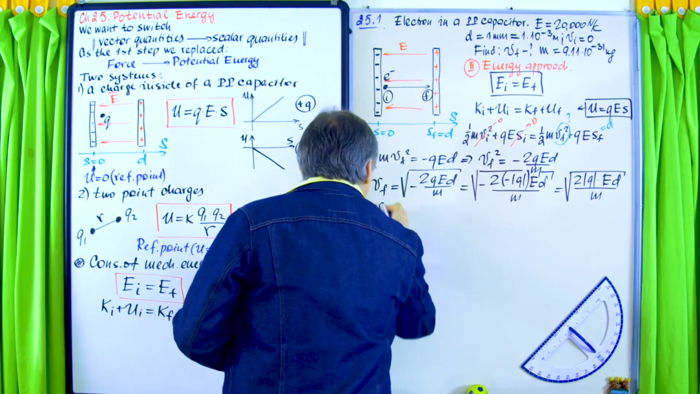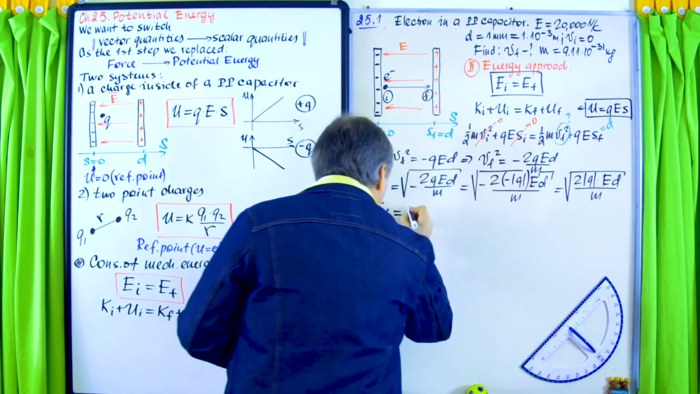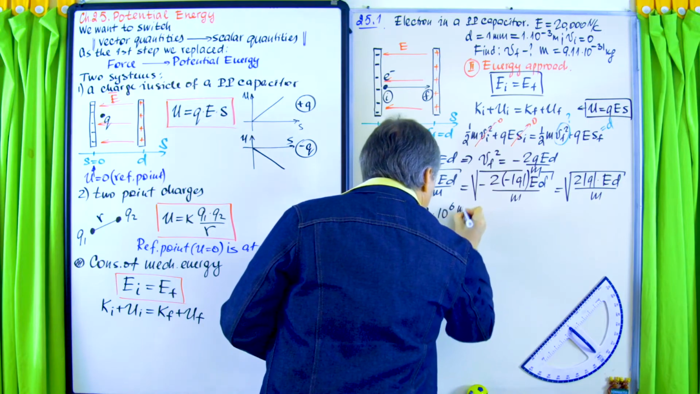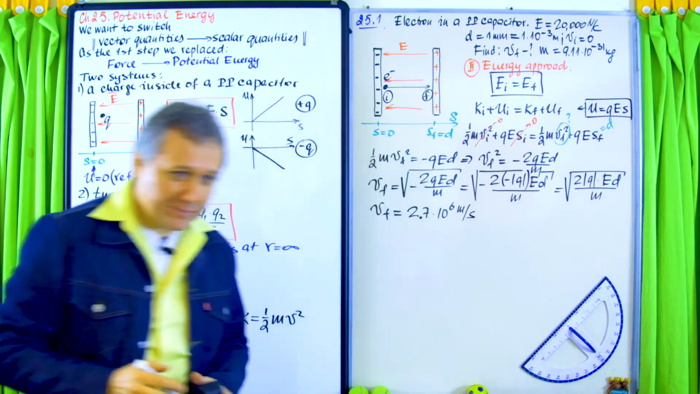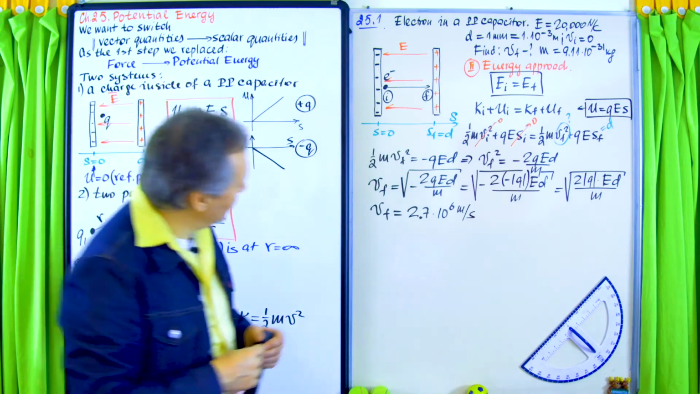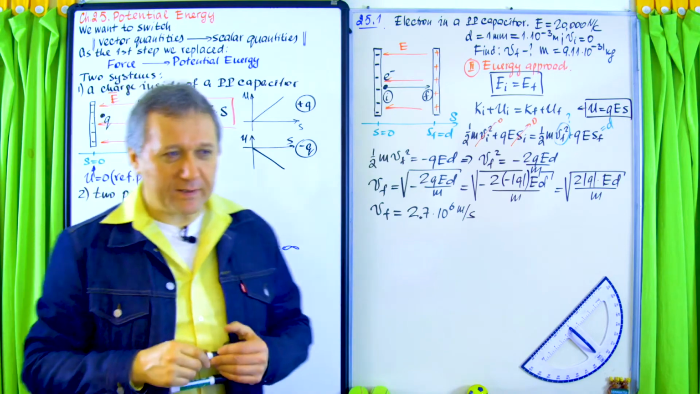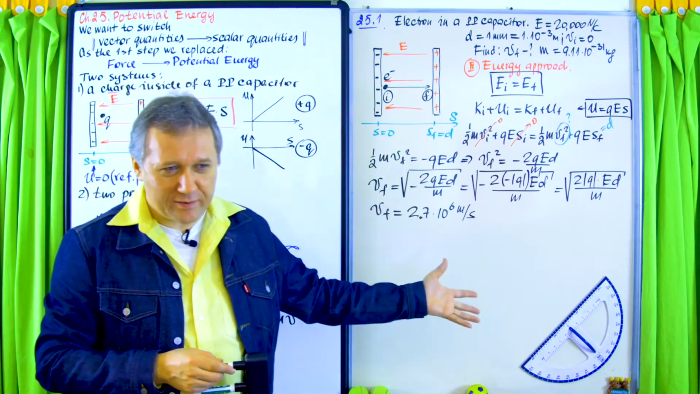So as a result, V final will be equal to what? What's the number? 2.7 times 10 to the power of 6 meters per second. That's quite a speed. It's basically 2,700 kilometers per second. It's quite a speed. But of course, for the world of elementary particles, it's nothing.